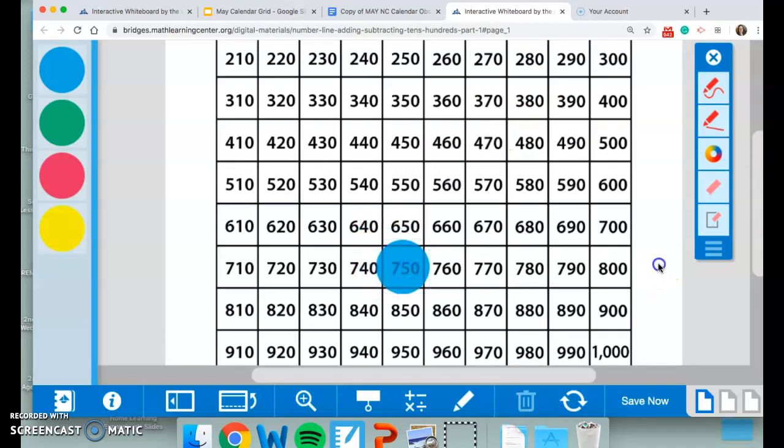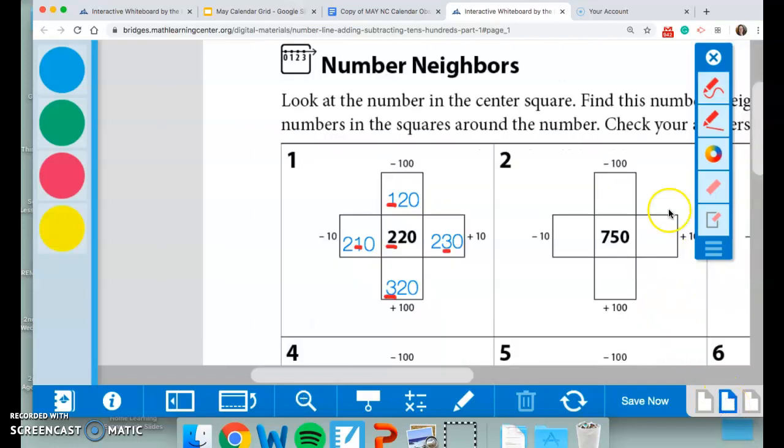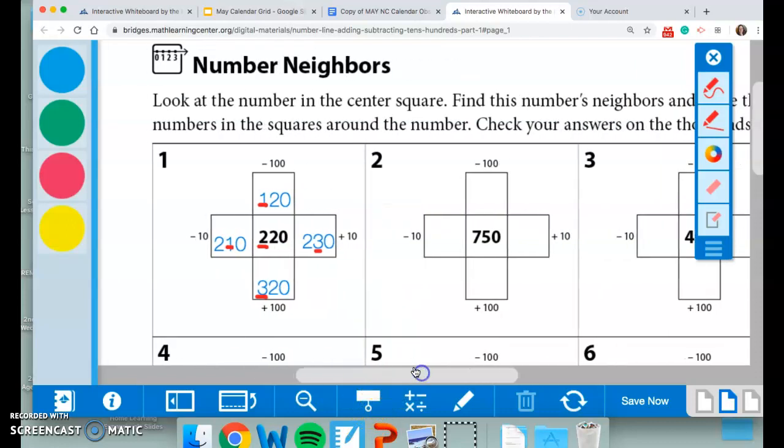Why don't you just take a look at that for a moment, and we're going to see if we can try to fill this one in by ourselves without looking at the thousands grid. So go ahead and take a look. And now let's try to fill it in without looking at the thousands grid. We can use our answers from the other one to see if we are doing it right.